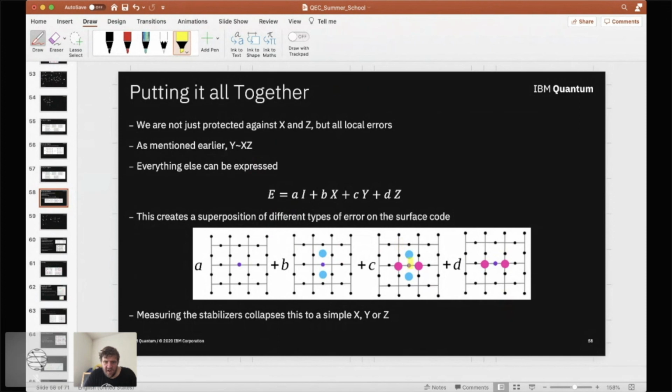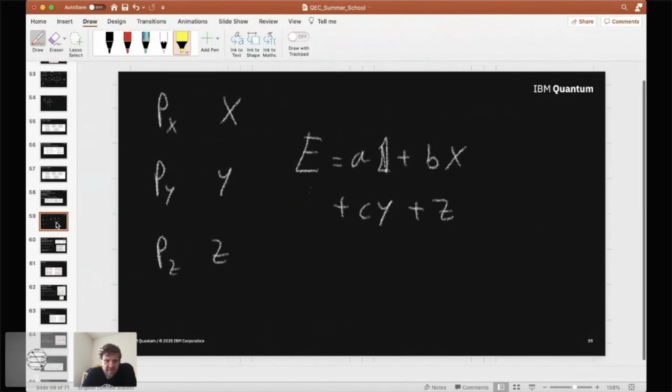So even though errors are much more general than just some gremlin sitting there hitting it with an X, Y, or Z, the way that we measure for errors and the way that measurements in quantum mechanics collapse superpositions means that it just kind of snaps to the closest Pauli error, and then that's something easy that we can go in there and correct. So by detecting errors, we make errors actually a lot simpler, and that's a huge part of the power of quantum error correction.